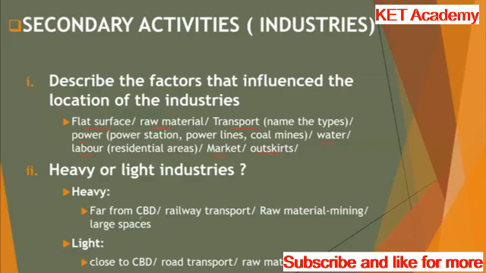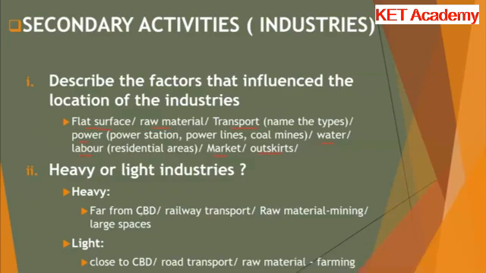Your heavy industries are going to be far away from the CBD, your central business district. They put them very far away so that they do not pollute the surrounding environments. Your heavy industry is close to railway transport. If you think about a steel factory, here they're going to need a lot of your iron ore delivered to them. So they're going to locate it very close to your railway transport, so they can transport a lot of that raw material in very, very cheaply.